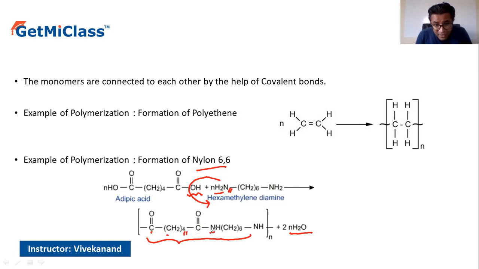After 6 carbon, you have your nitrogen over here. Okay, and after that, another 6 carbon gap, and then you have another nitrogen. So therefore, the nitrogens have been placed exactly after 6 carbon. So hence, we call it the nylon 6,6. Okay, so this is how it all goes. So let's observe the next.